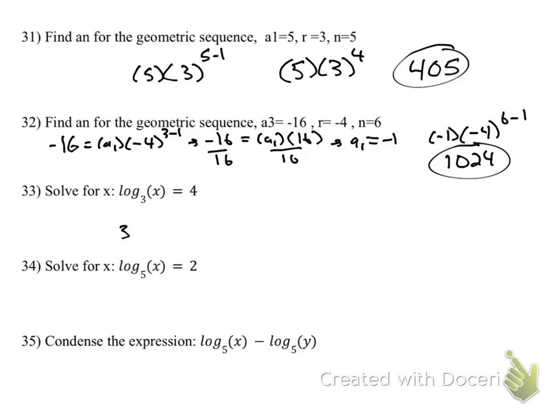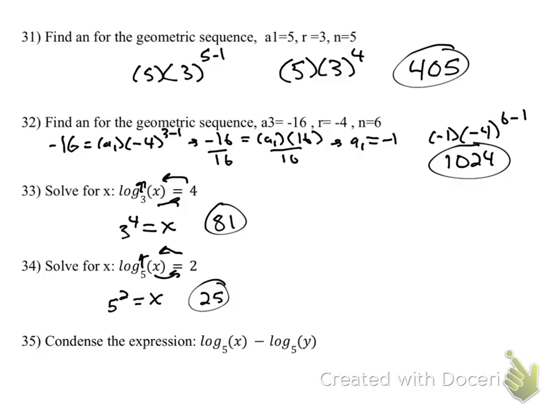33, bring up the 3, hook, 3 to the 4th, gives us 81. 34, bring up the 5, hook, 5 squared equals x, so x equals 25. There, bring it up, hook, bring it up, hook. 35, condensing, division, or subtraction means division. So we get x divided by y.